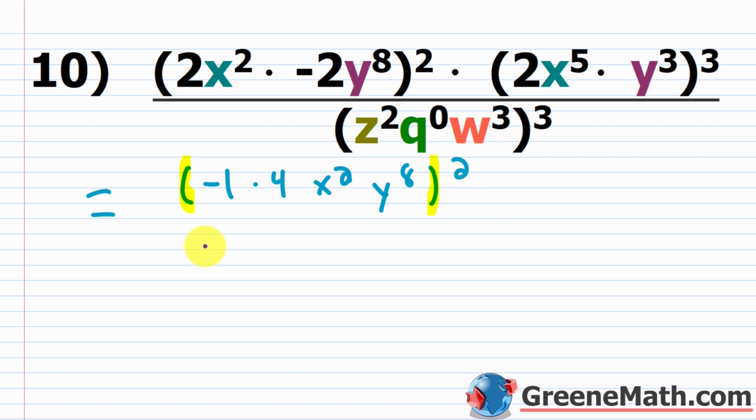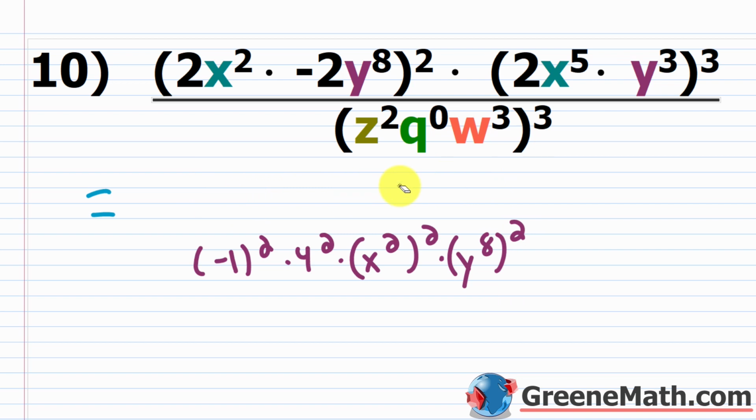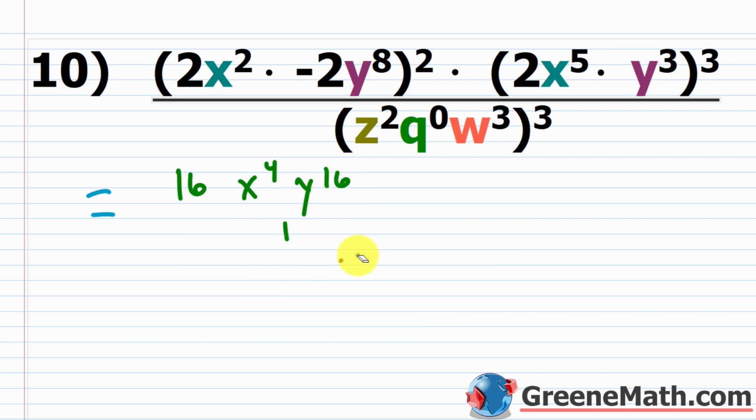So negative 1, both the negative and the 1 will be squared. So what I would do is say that this is negative 1 being squared, and then you have 4 that's being squared, and then x squared is being squared. Let me put some multiplication symbols in there. And then y to the 8th power is being squared. Let me erase this from up here. So negative 1 being squared is going to end up being positive 1. 4 squared is going to be 16. x squared squared is going to be x to the power of 2 times 2, or 4. And then y to the 8th power squared is going to be y to the power of 8 times 2, or 16. Okay, so that part is done.